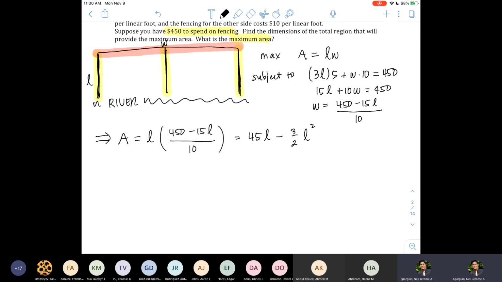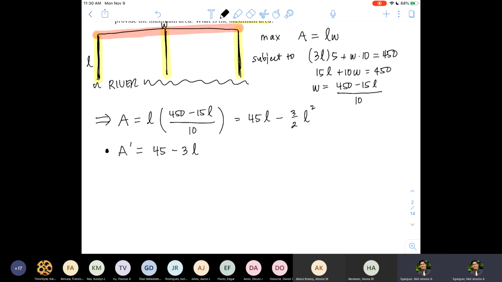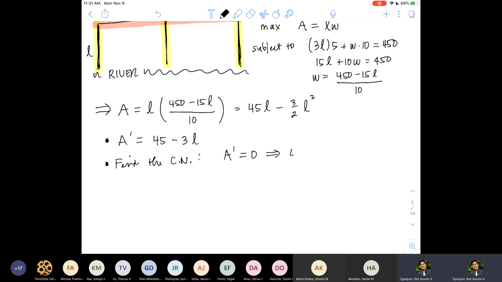Okay, now we have the objective function written in a nice form. And by nice, I mean only in terms of a single variable. Now we can take the derivative of the objective function. That's our first step. So that's going to be 45 minus 3L, which is again a polynomial in L. So the second step, finding the critical numbers, would be easy because we just need to equate the derivative to 0. And that means we have 45 minus 3L equals 0. That means we'll get negative 3L equals negative 45. So L is equal to 15.